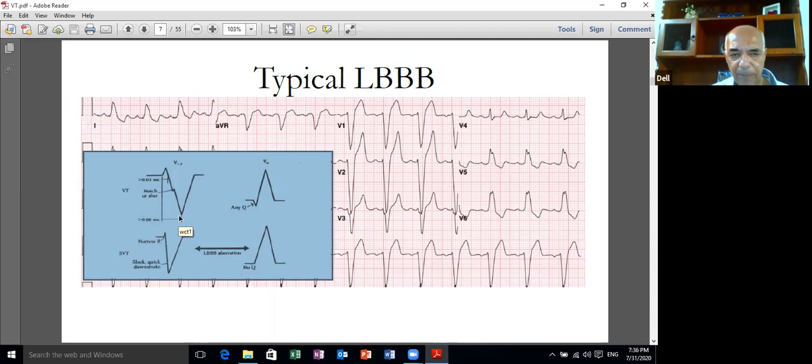If you look into V6, then you don't get a Q wave at the beginning of the left bundle branch block morphology. If you get a Q wave, this means that there is a septal infarction or fibrosis, and this means that there is a structural heart disease. So a wide complex tachycardia will then be a ventricular tachycardia.